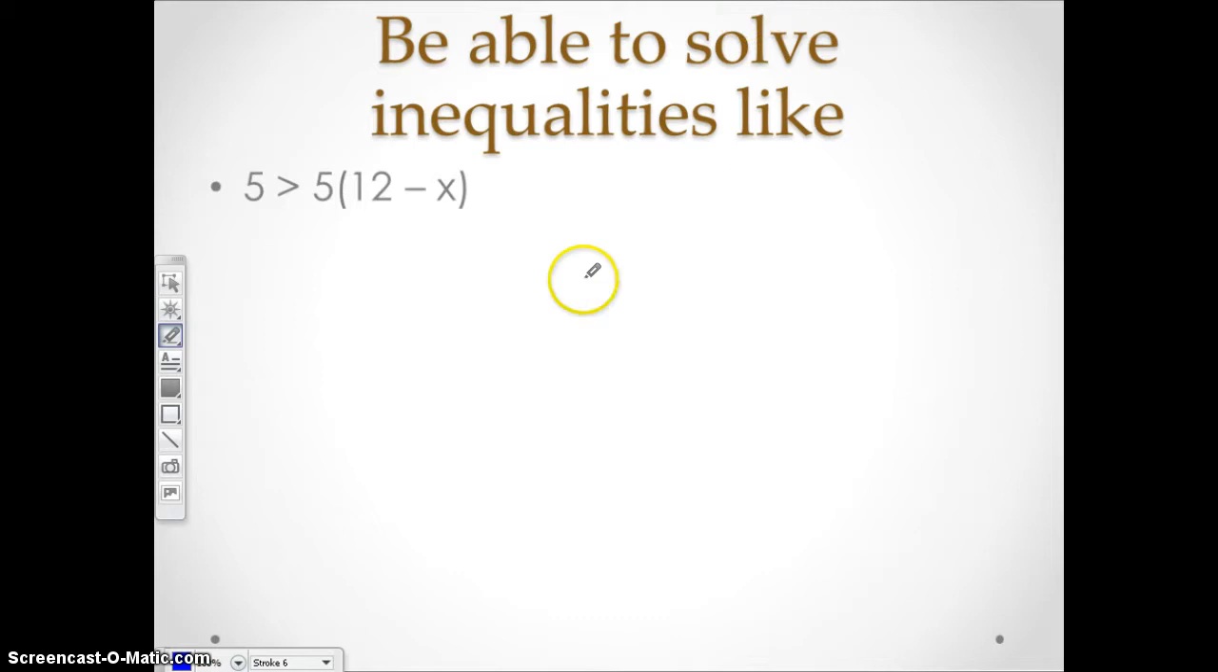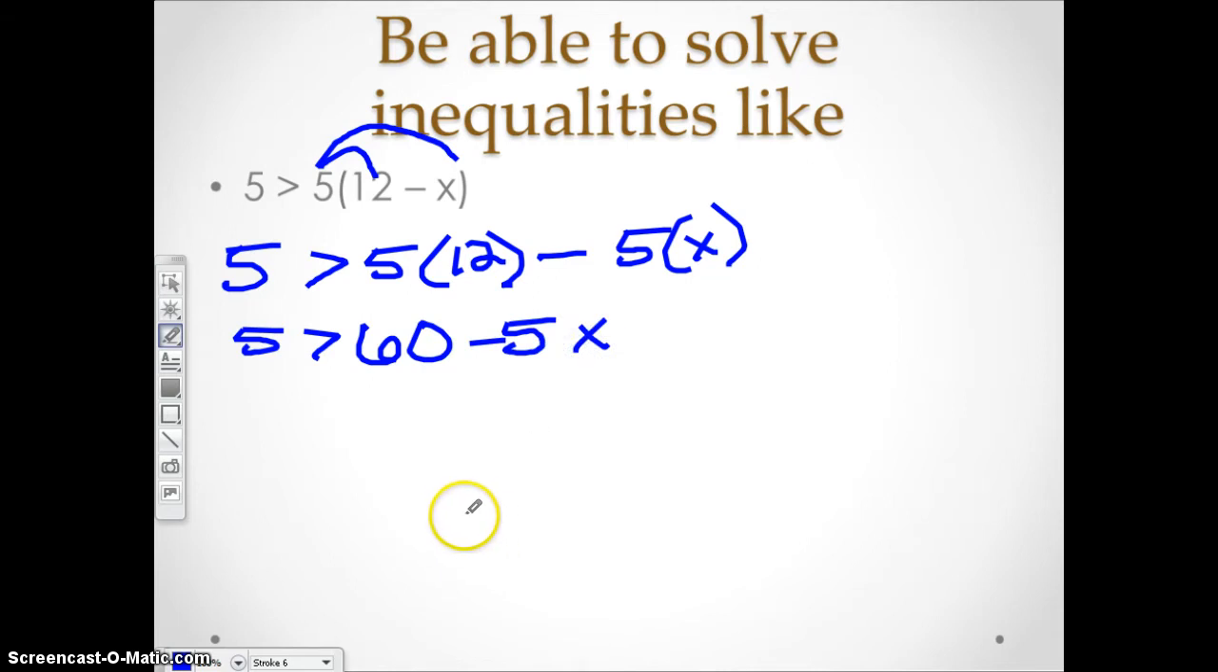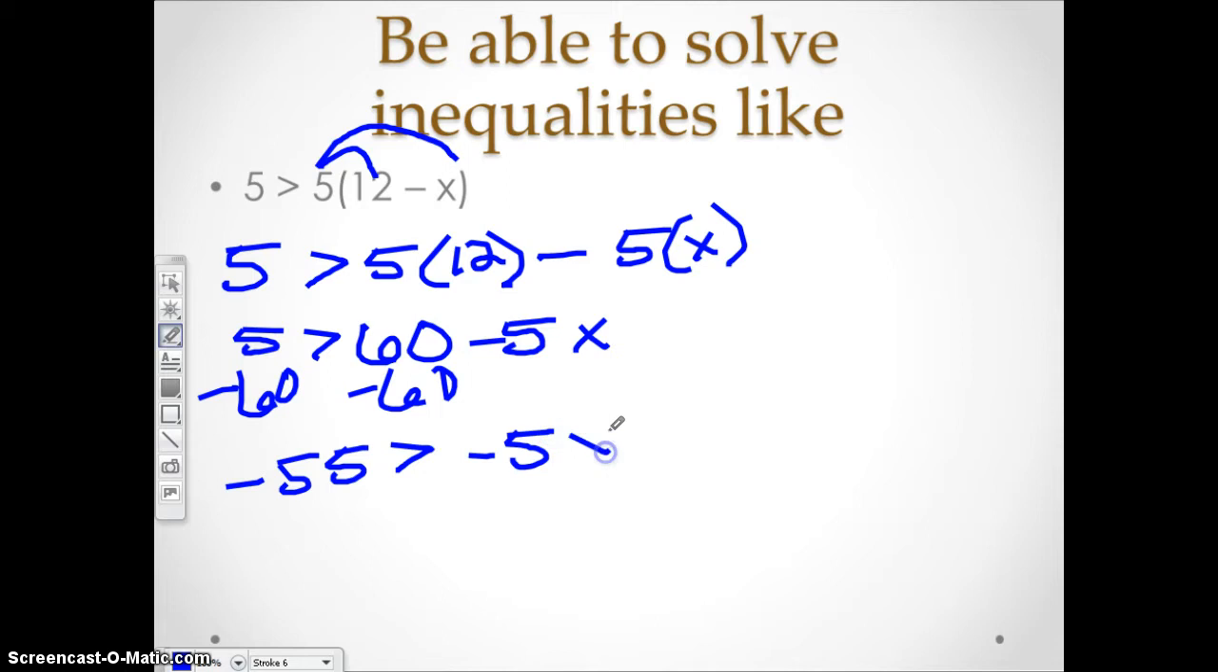All right, you'll also have some inequalities that have some added steps to them. Here we will need to distribute that 5 to every member of the parentheses. So 5 times 12 minus 5 times x, or 5 is greater than 60 minus 5x. We want to get x all by itself, so let's subtract 60 from both sides. That gives us negative 55 is greater than negative 5x.